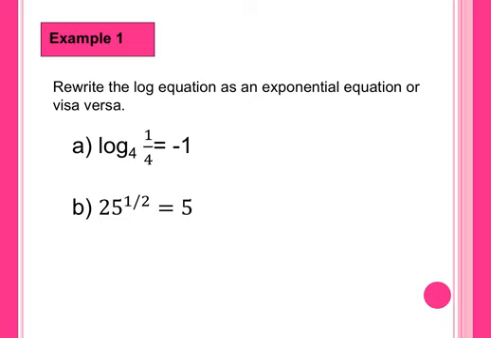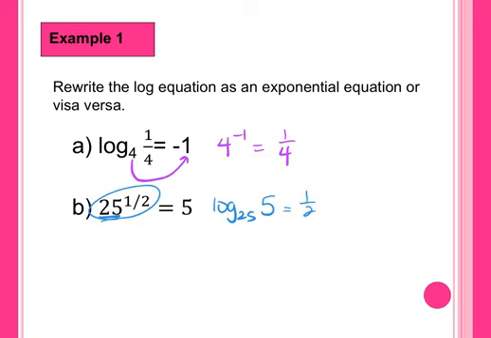All right, so for A, 4 comes over and picks up the negative 1. So 4 to the negative 1 equals 1/4, which is a true statement, right? If it's a negative 1, it moves to the bottom. And then for the second one, this is in exponential, and you want to get it into log. So the base on the exponential becomes the base on the log. These break up, so the 1/2 goes to the other side, and the 5 comes over with the 25. Do we all remember this?